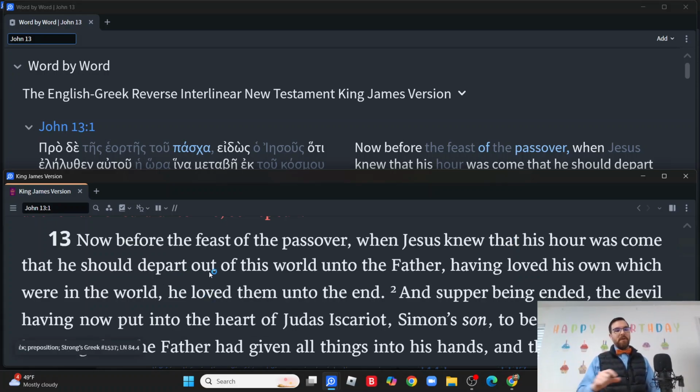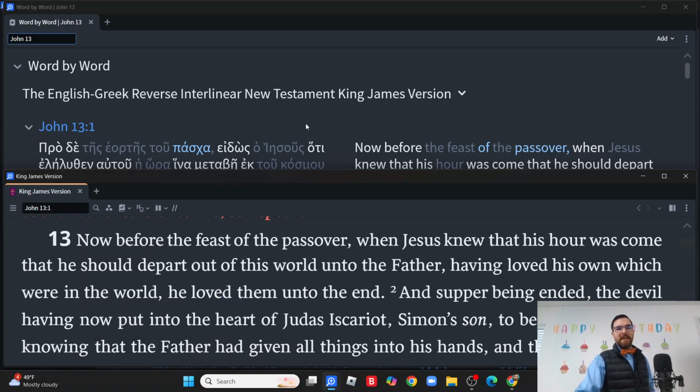Having loved his own, which were in the world, that's a participle. Jesus knew, that's a verb, and we'll get into how those are functioning. But at least this part of the sentence, he loved them to the end. That's the main verb. That's what all of these other participles and verbs are working towards. So what's the main point of the first sentence? That he loved them all the way to the end. And that's what these other pieces of the sentence are pointing towards and supporting.